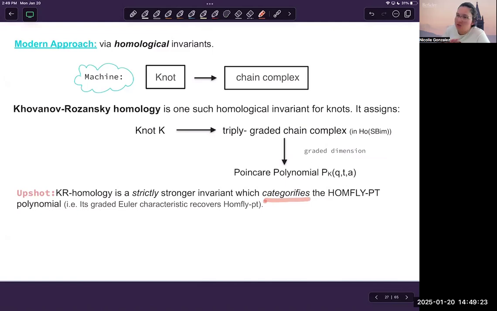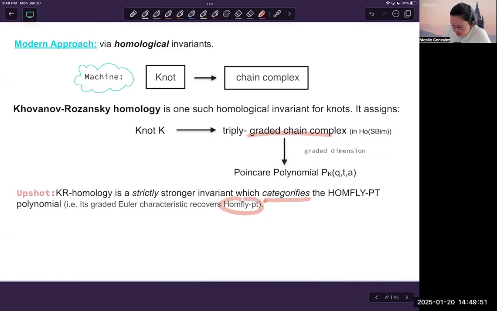So categorification is a totally different topic I don't want to necessarily delve into today, but in this context, it just means that if you take the graded Euler characteristic of this chain complex, you actually recover this HOMFLY-PT polynomial, which was that polynomial we just computed in 2 variables in that example. So basically, you get all the old information, but you get some new information because the object itself, this chain complex, is more interesting. It's more complicated and has more information.